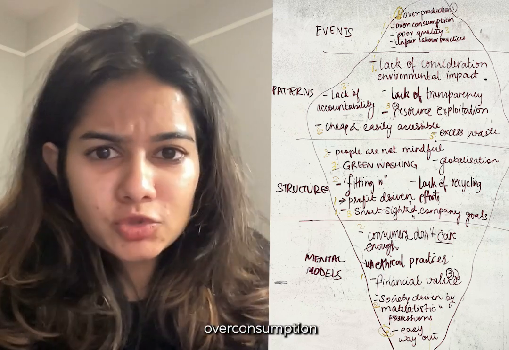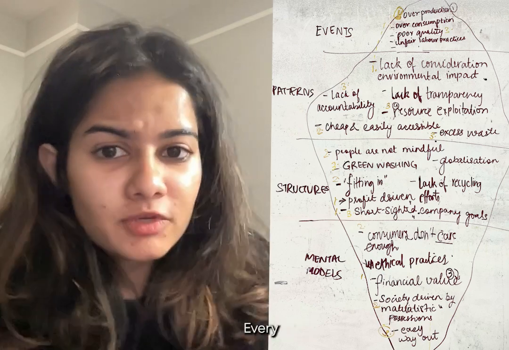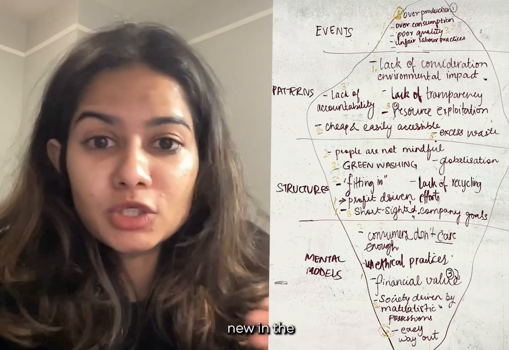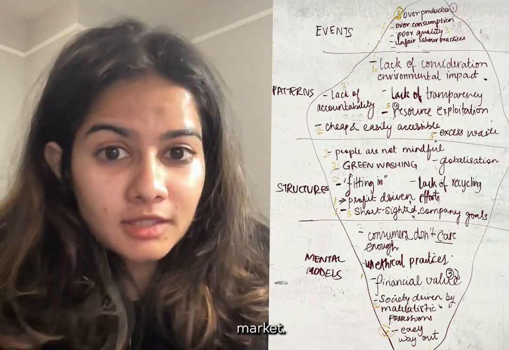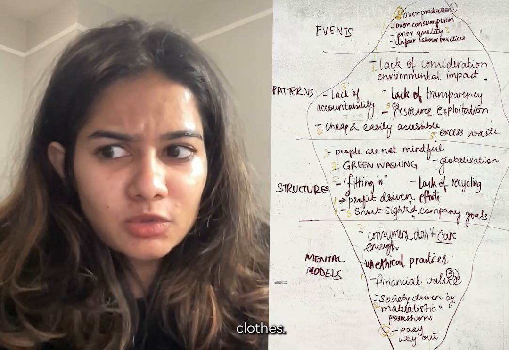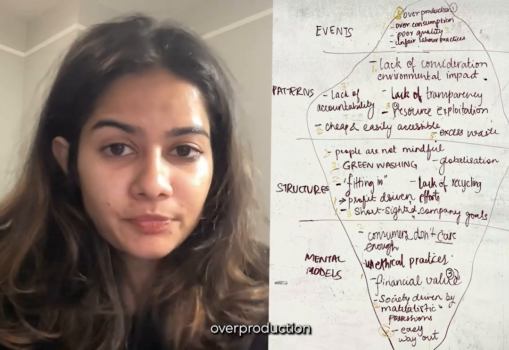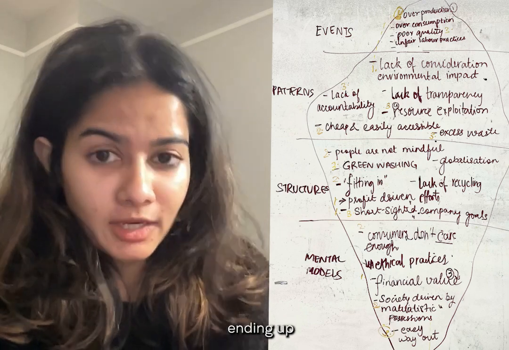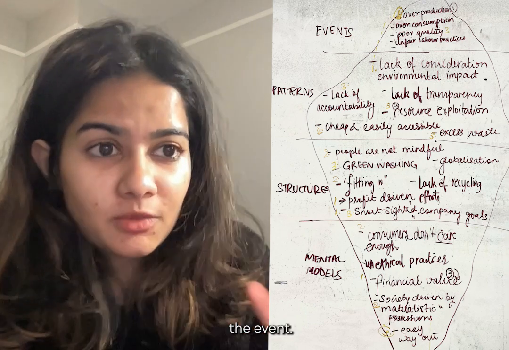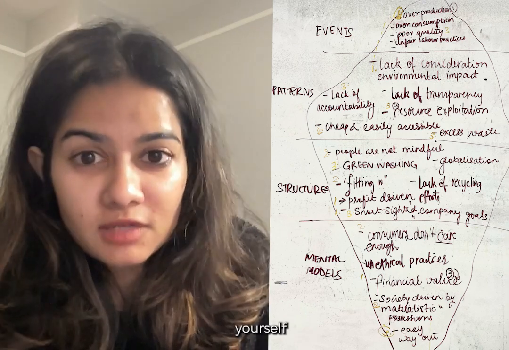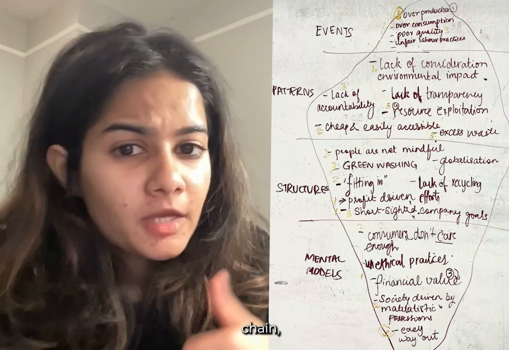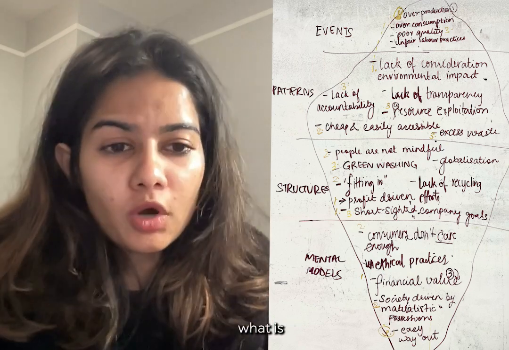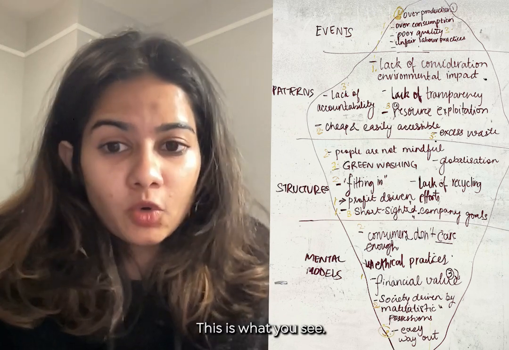There's overconsumption because of fast fashion. Every few months the fashion is changing. Every 15 days you see something new in the market, and who is buying all of these clothes? There is so much overproduction and overconsumption, because of which these textiles are eventually ending up in landfills. So this was the event. This is something that you see around yourself when you talk about fast fashion. Shein, H&M, Zara, all these names come to mind, and this is what is observable. This is what you're seeing.